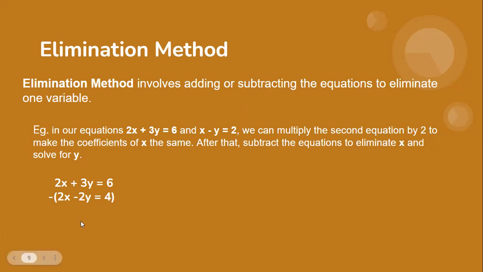So once we subtract this, we'll eliminate the x values, the coefficients of x, and we'll only remain with the coefficients of y, and then we will solve for y to get y as 2 by 5 and x as 12 by 5. So this is how we can solve a linear equation through the elimination method.